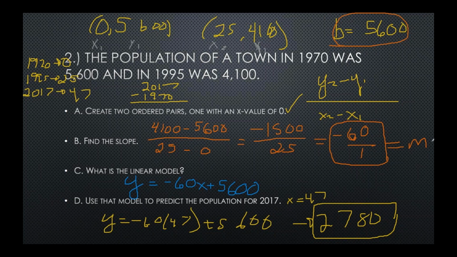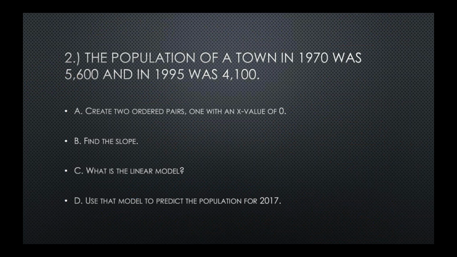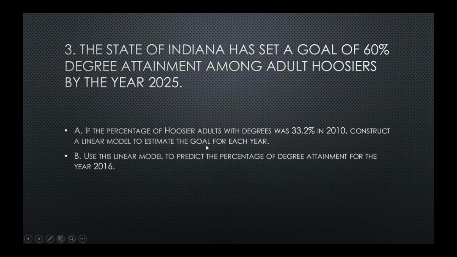Okay, let's do one more of those. The state of Indiana has set a goal of 60% degree attainment among adult Hoosiers by the year 2025. That's only part of the problem. Part A is the other one. If the percentage of Hoosier adults with degrees was 33.2% in 2010, construct a linear model to estimate the goal for each year. Okay. I would like you to try this on your own.